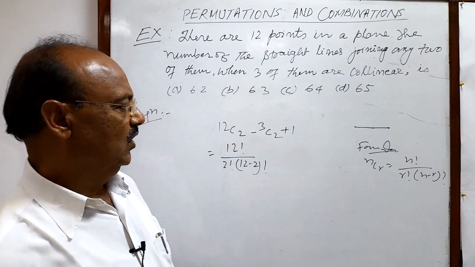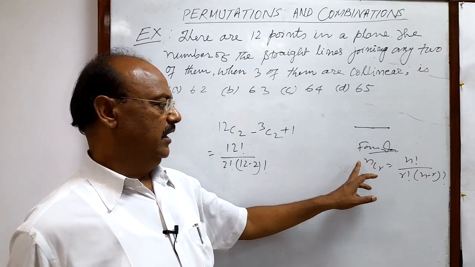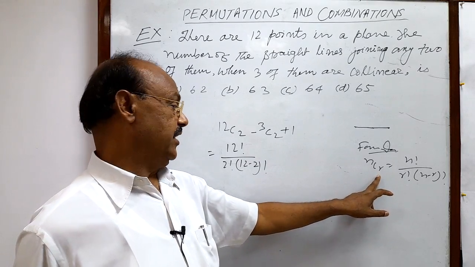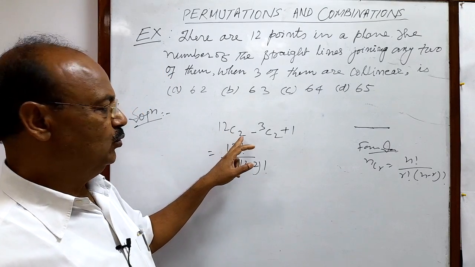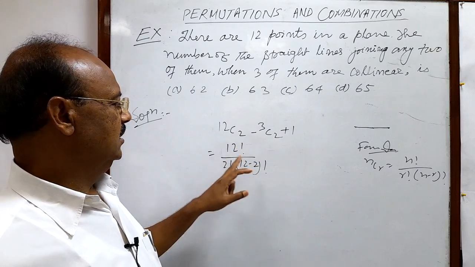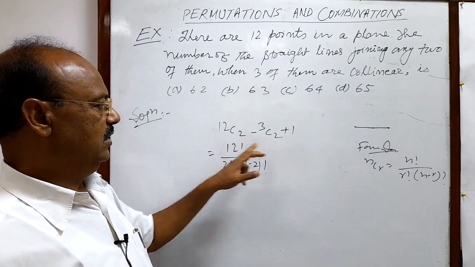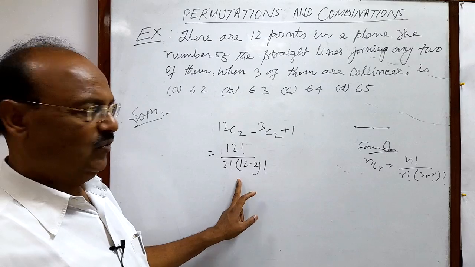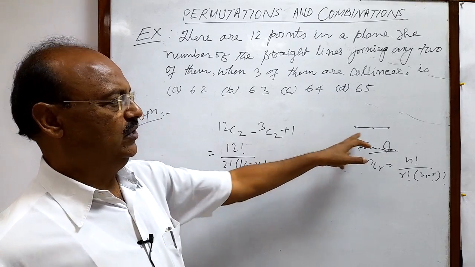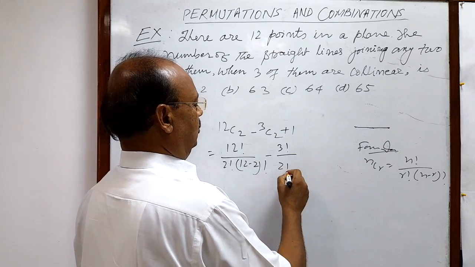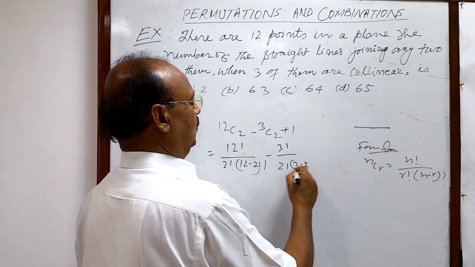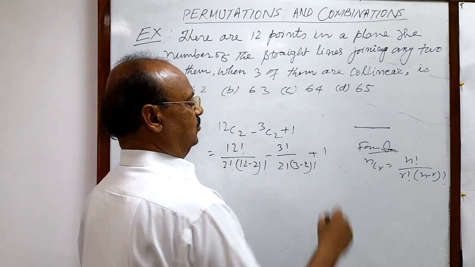As we know, n is the total number of objects and r is the number of objects taken at a time. So in this case, the total number of points is 12 and we have to take 2 points for getting different lines. So this is 12C2, and by that formula we are getting this much, and it has been subtracted due to these collinear points. So minus 3C2, which is 3 factorial by 2 factorial into 3 minus 2 whole factorial, plus 1.